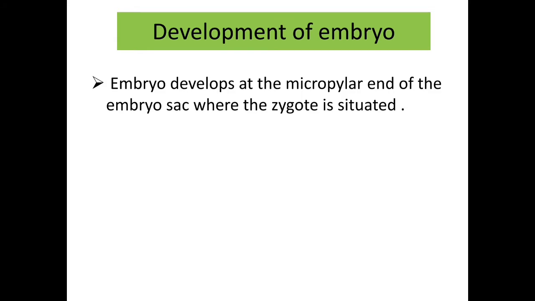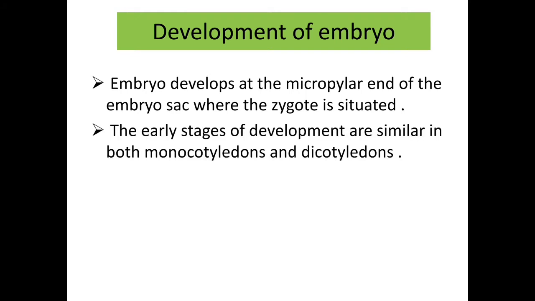Embryo develops at the micropylar end of the embryo sac where the zygote is situated. So from zygote, what will develop? Embryo. And this development process will take place in the micropylar end of the embryo sac. The early stages of development are similar in both monocotyledons and dicotyledons.